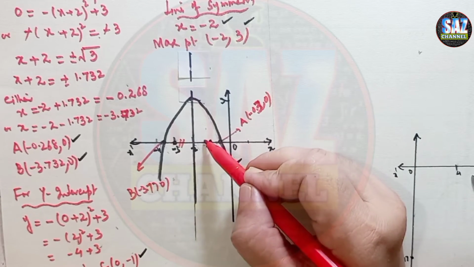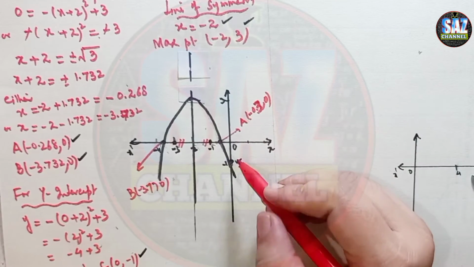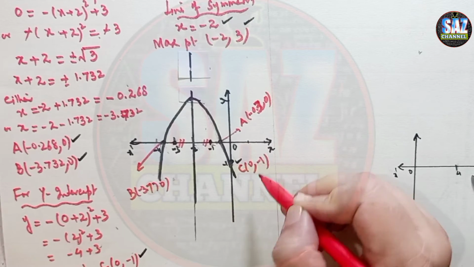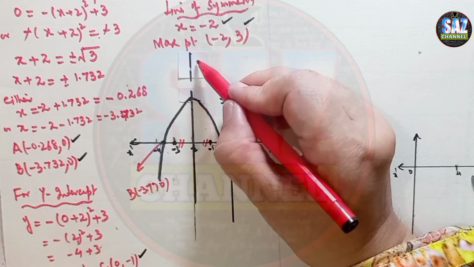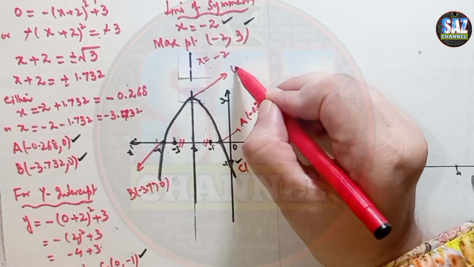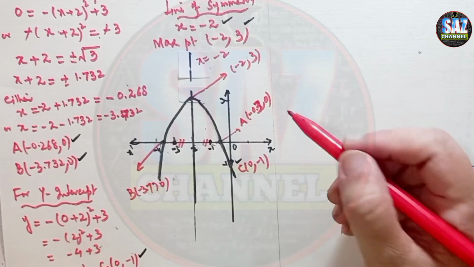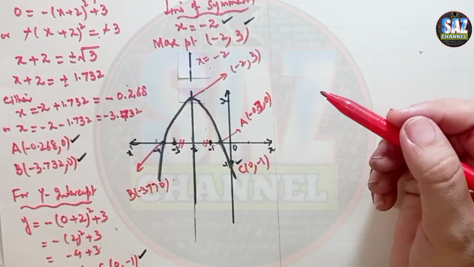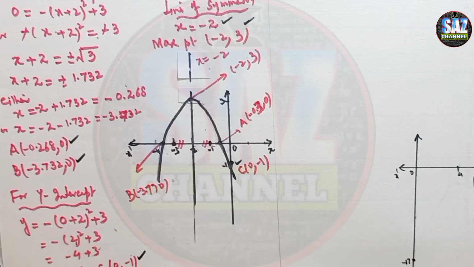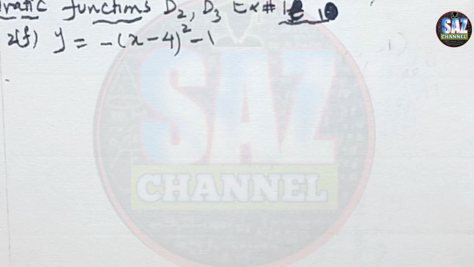Then this distance will be equal to this distance, and this is my y-intercept, that is 0 with minus 1. This is the line of symmetry, x equals to minus 2, and the maximum point is minus 2 and 3. I hope you are clear about the sketching of this graph, and let's move to the next part, and the next part is y equals to minus (x minus 4) whole square minus 1.